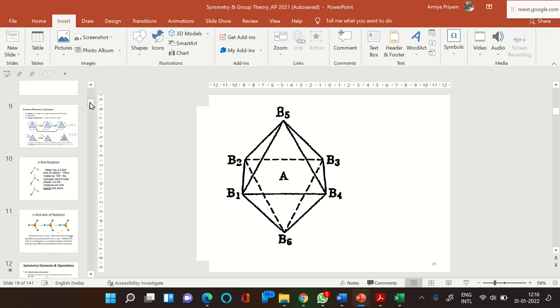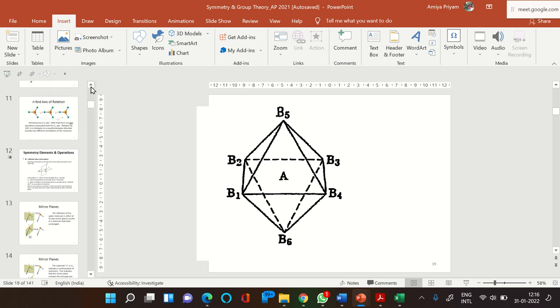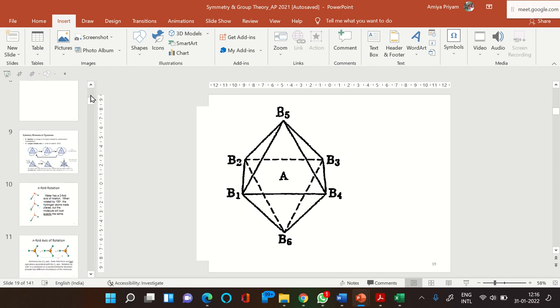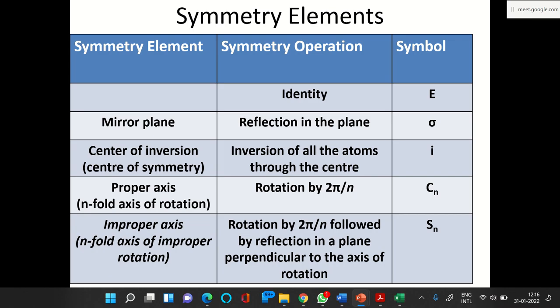So in the last few classes we have learnt about the symmetry elements. Amongst the four types of symmetry elements we talked about, there were mirror planes, center of inversion, proper axis and improper axis. We have discussed quite a bit about mirror planes and proper axis. We are yet to discuss the center of inversion and the improper axis. The improper axis will be the last thing we discuss because it incorporates the other ideas, rotation and reflection, both together.